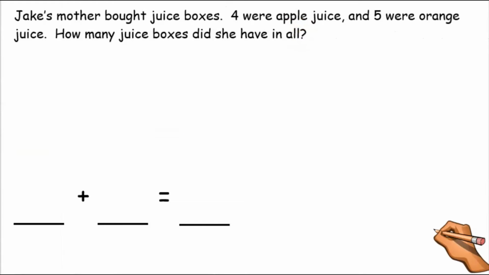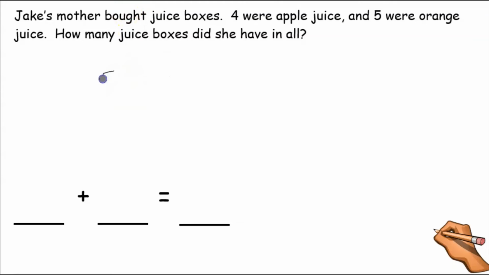Here's my next story. Jake's mother bought juice boxes. 4 were apple juice and 5 were orange juice. How many juice boxes did he have all together? Your teacher's going to pause the video. You guys are going to draw the juice boxes and then complete the number sentence to find out how many she had all together.